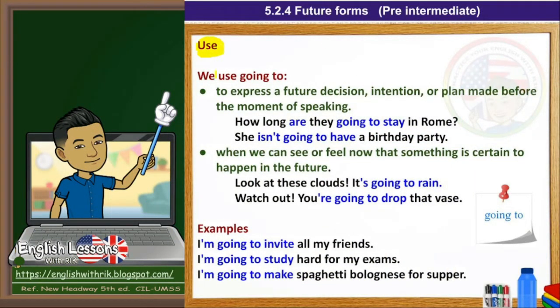Use. We use going to express a future decision, intention, or plan made before the moment of speaking. How long are they going to stay in Rome? She isn't going to have a birthday party. When we can see or feel now that something is certain to happen in the future. Look at these clouds. It's going to rain. Watch out! You're going to drop that vase.